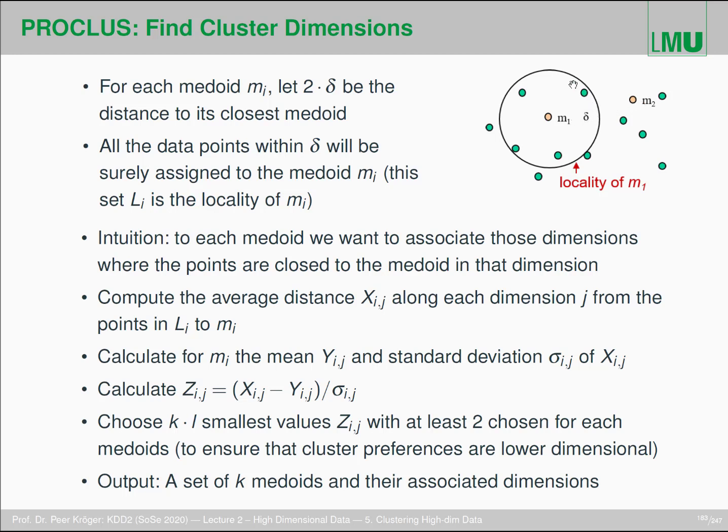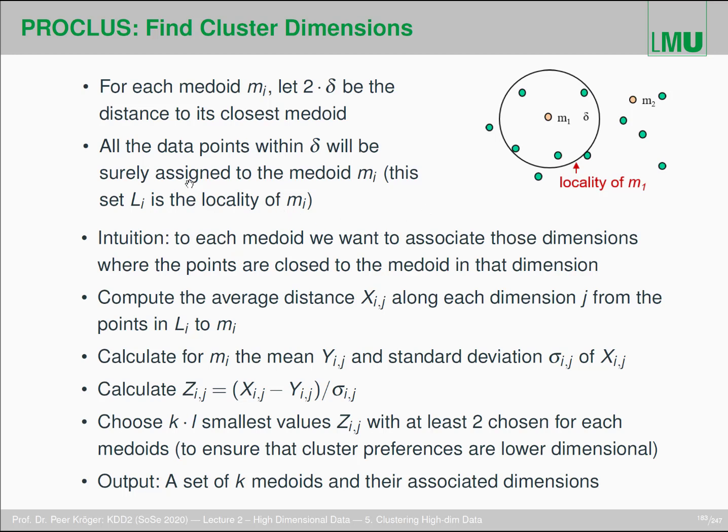So half of the distance between those two is delta, and delta defines the locality of M1. Every point that is within this delta here will be assigned to M1 and not to anything else. So that is the locality.